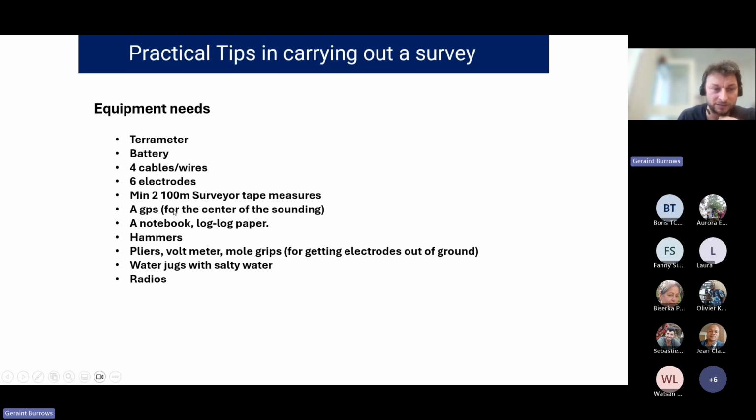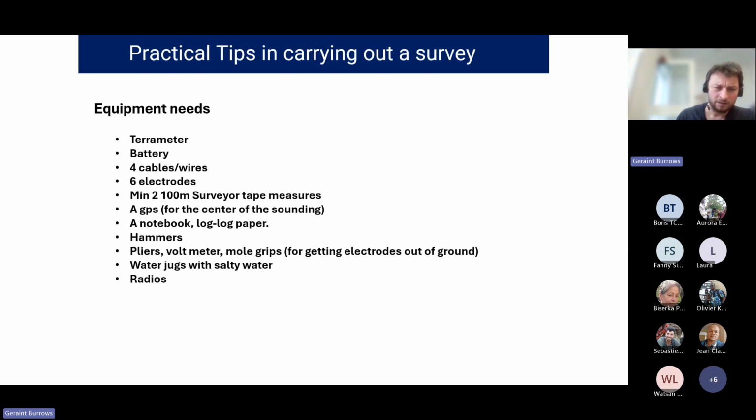Surveyor tape to measure the distances between electrodes, a GPS to get all your coordinate points where you're taking your measurements from, and hammers to hammer in the stakes, the electrodes. The electrodes themselves can be quite long. We're going to talk a bit about challenges in a second, but getting enough contact with the ground surface to enable measurements to be taken is very important for electrical resistivity surveys.